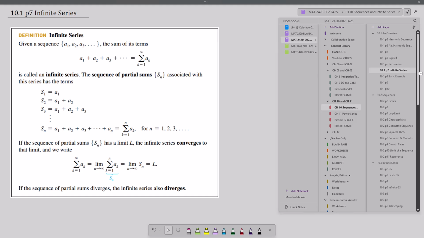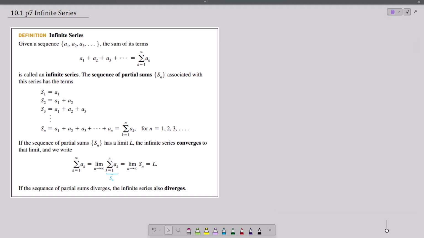So, infinite series. That's the basics for sequences. We talk about limits of sequences. That's the most important thing for a sequence. The limit of a sequence is the most important thing. So practicing some limits, super important.